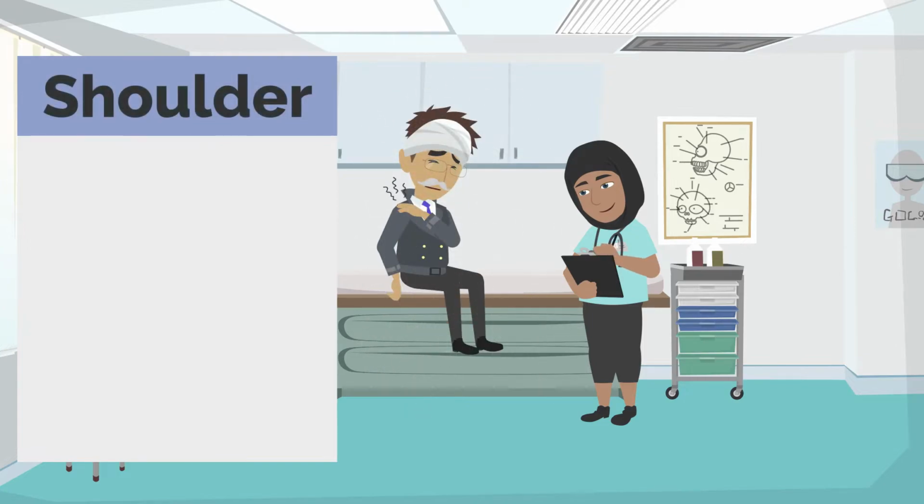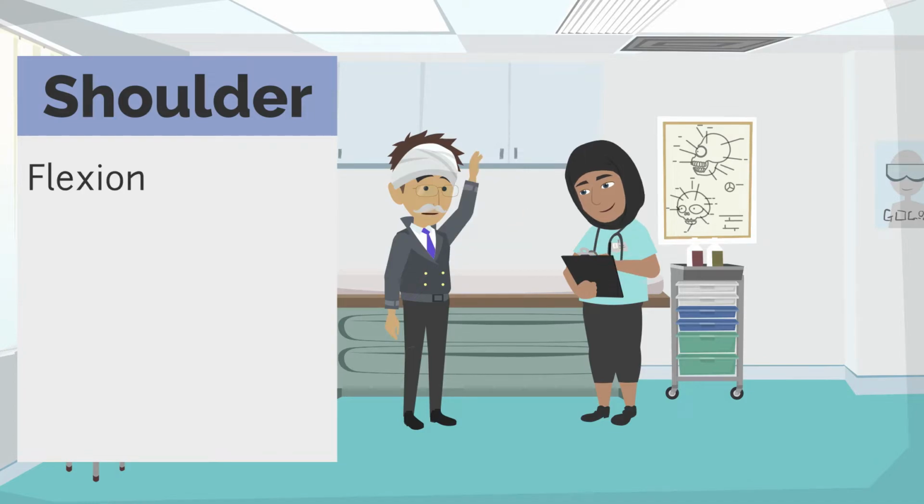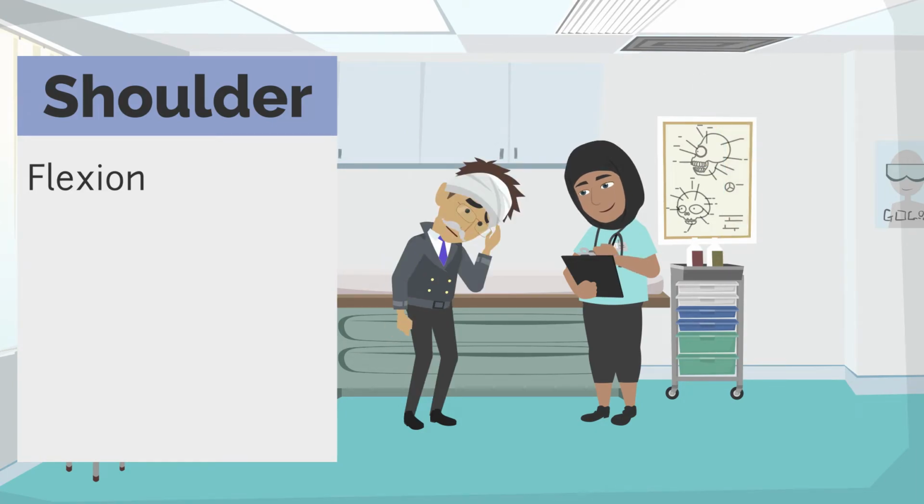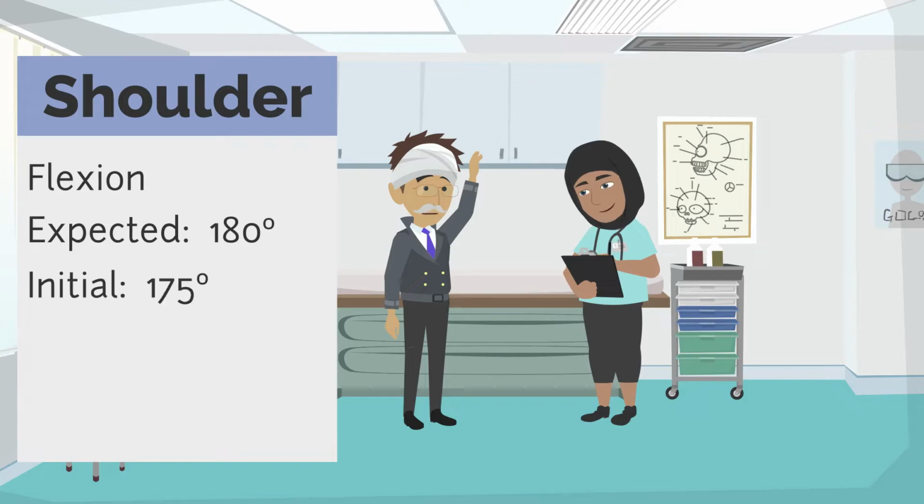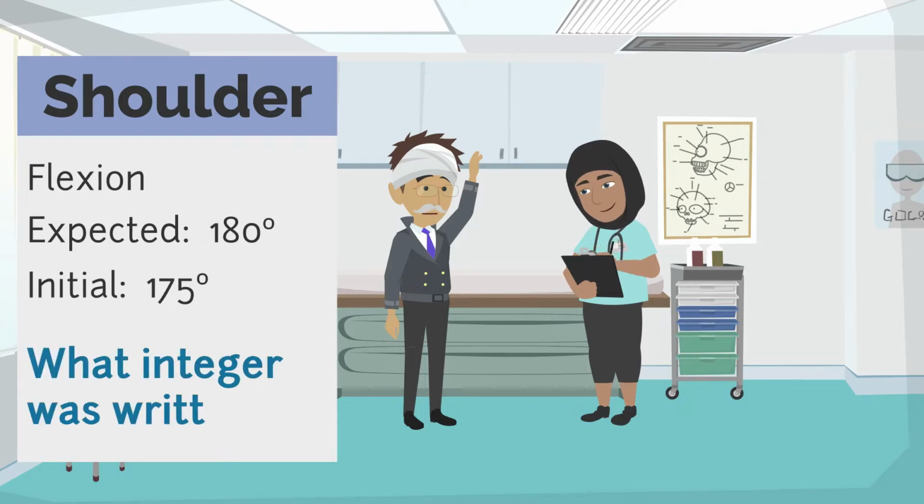I also hurt my shoulder, so my therapist measures 3 motions: flexion, abduction, and internal rotation. Flexion is when you rotate your arm from down to up in front of the body with the arm fully extended. Typically, you should be able to rotate your shoulder 180 degrees. I can only rotate 175 degrees. What integer did Dr. Azad write down?